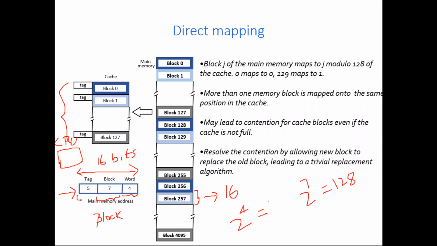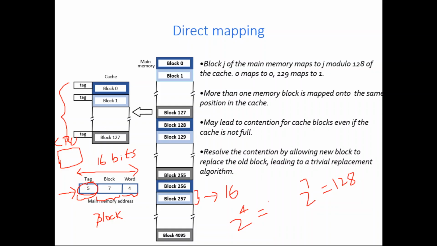And the last thing, the most significant 5 bits. These last 5 bits actually refer to which set of 128 blocks is currently available in the cache. Is it clear? Which set of 128 blocks is currently available in the cache? That will be referred by these 5 bits.